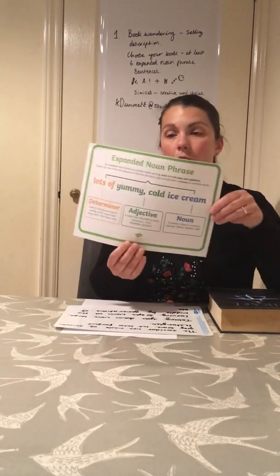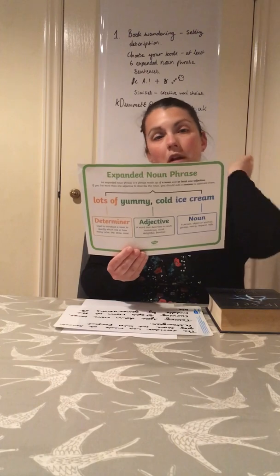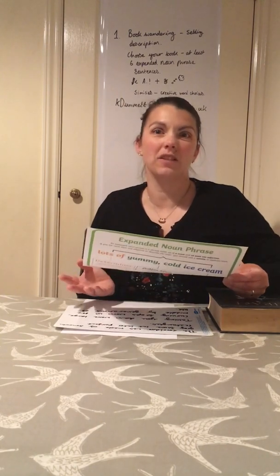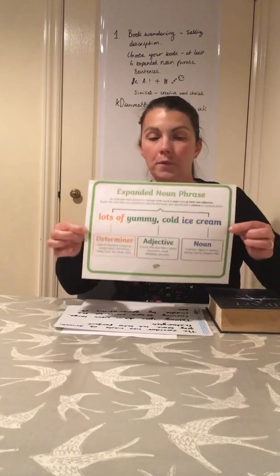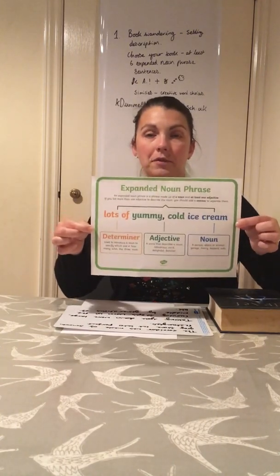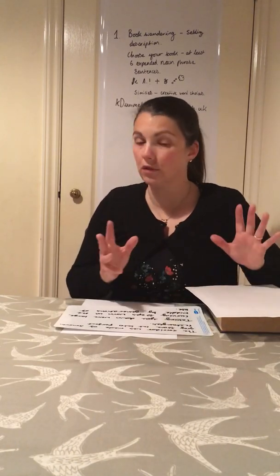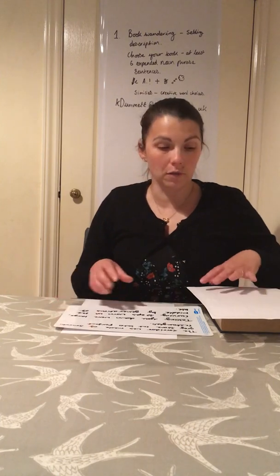Now, this is an expanded noun phrase poster. It's on our website, so you can have a look at it, just to remind you. An expanded noun phrase is where you are describing a noun, a thing, and you are stretching it out, making it longer. So you're not just saying the red door, we're saying the huge, shiny red door. That's not a very good example, but that's what we're looking for. This is on the website if you need a little bit of help. We've done it lots in class. It pops up all through the years, all through the two key stages, so you will be used to it.